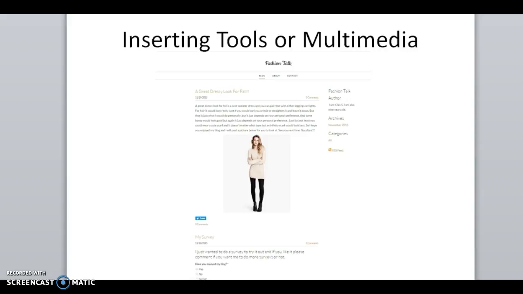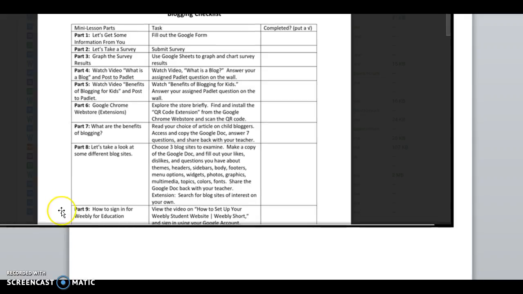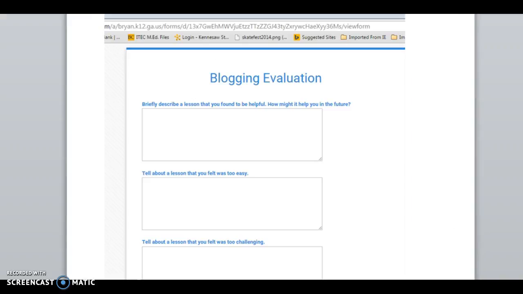We're now at the point in the blogs where students are beginning to implement some of the Weebly tools, such as the survey, and they're starting to implement some of the multimedia. Throughout each part of creating the blogs, I took each one of the mini lessons from the blog and I've created a checklist for the students to use. At the conclusion of their blogging project, they will be asked to fill out a blogging evaluation.